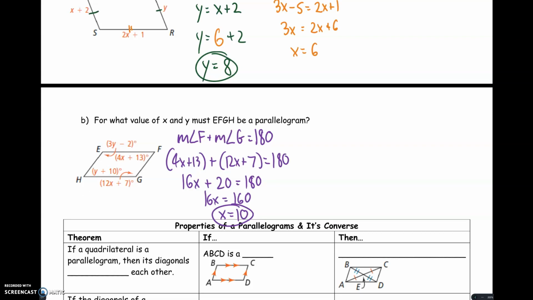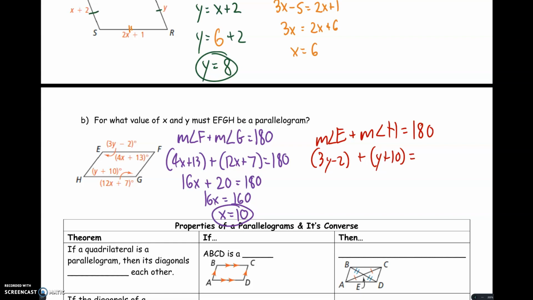It looks like at E and H this time, those are two consecutive angles, so those two should be supplementary. Again, if this is indeed a parallelogram, so add those up, we get 180. And now if I just replace my expressions, it looks like E was 3y minus 2 from our diagram. H was y plus 10 from our diagram.